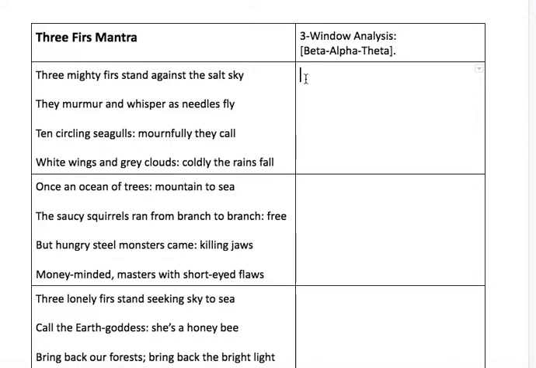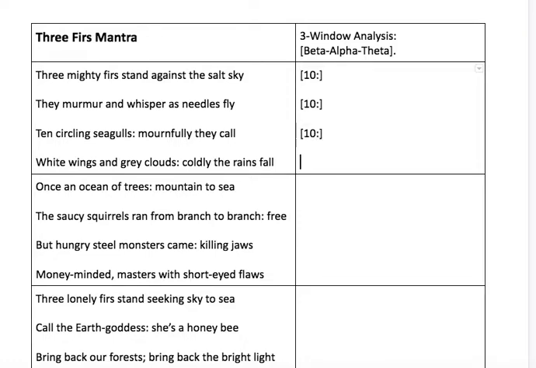So 3 mighty firs stand against the salt sky. That's 10. So I put a 10 here. And I'll actually use a little system to organize my ideas within this framework. They murmur and whisper as needles fly. Okay, 10 again. 10 circling seagulls, mournfully they call. Okay, that's also 10 syllables, so we can start to see a pattern emerging here.